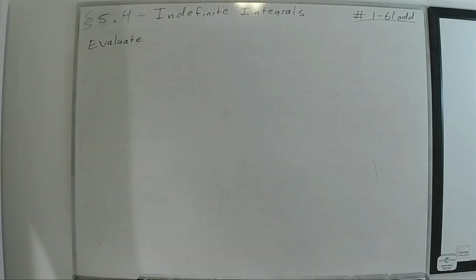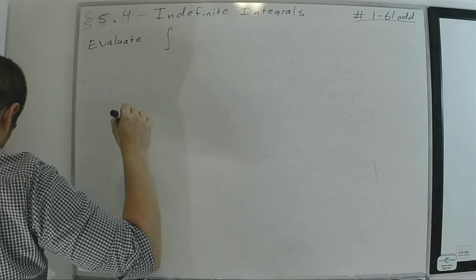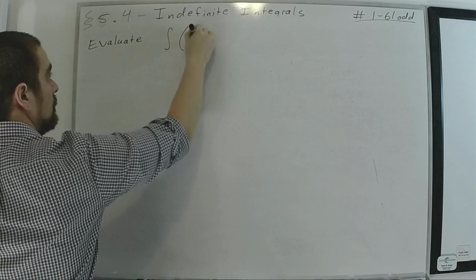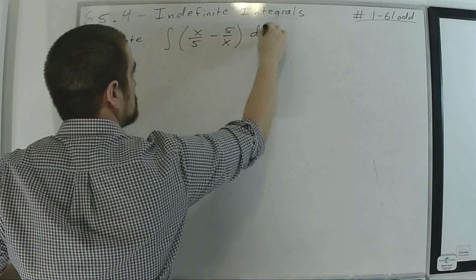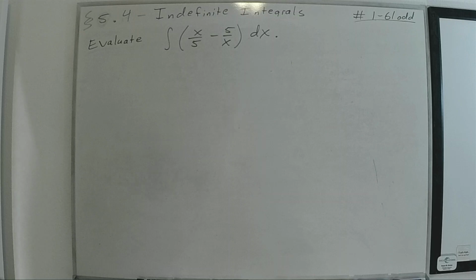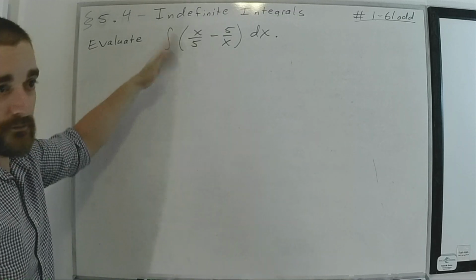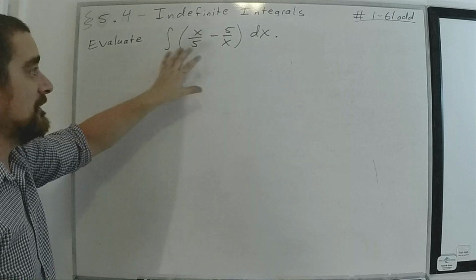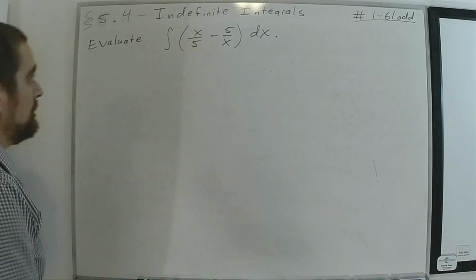Again, something a little different. Here, let's say we want to evaluate the integral of x over 5 minus 5 over x with respect to x. Again, first identify this is an indefinite integral, so I don't have to plug in any bounds. I just need to find the most general antiderivative. So do be careful about this.